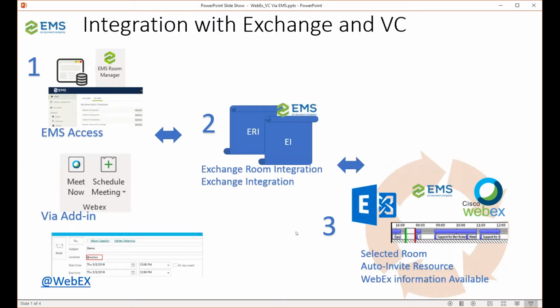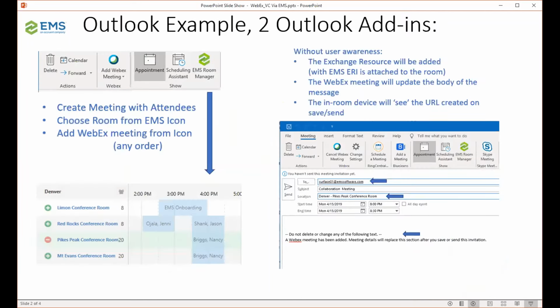What we'll do today is we'll go through the first use case example, which is the two Outlook add-in approach. In the first approach, we talk about using both add-ins in order to combine the process of creating a meeting reservation. We select a new meeting. We will add our attendees. We will choose a room from the EMS icon, which is the room selector, and we will choose the WebEx Add a Meeting button in order to add that meeting information into the Outlook body of the message and the location bar.